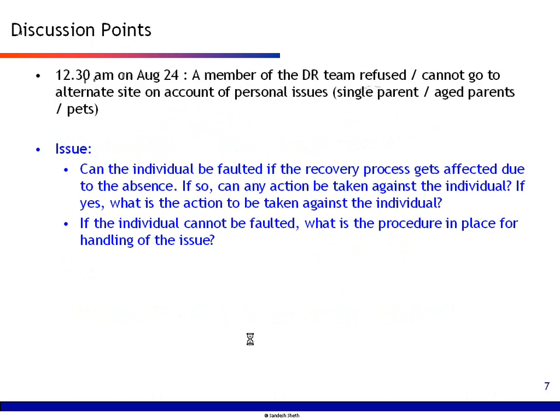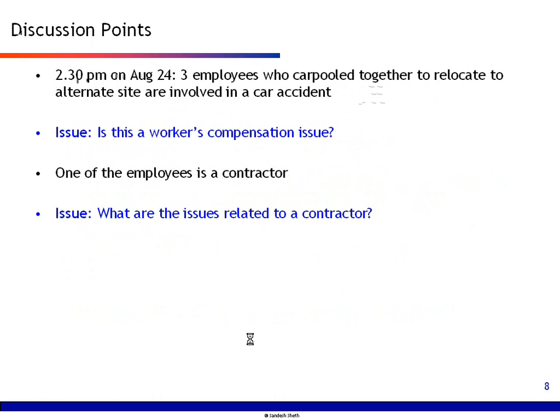It's 2:30 p.m. Our DR team is en route, and one of the cars meets with an accident. There were 3 employees in that car. Question: is this a workers' compensation issue, since they were officially on duty? One of the employees is a contractor. So what are the issues related to a contractor on an official assignment meeting with an accident?